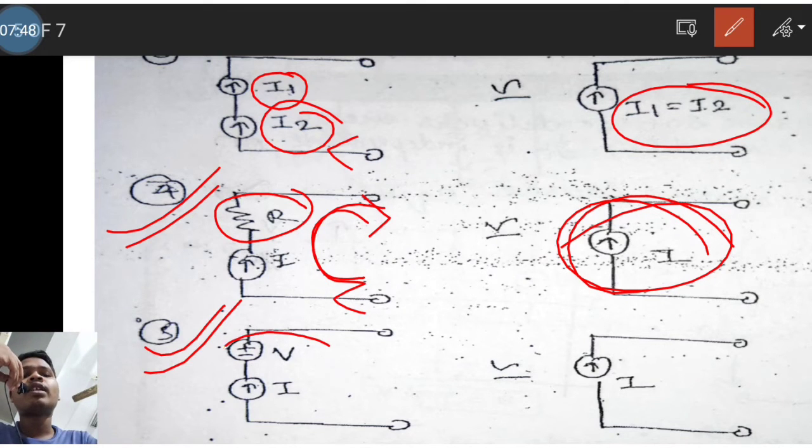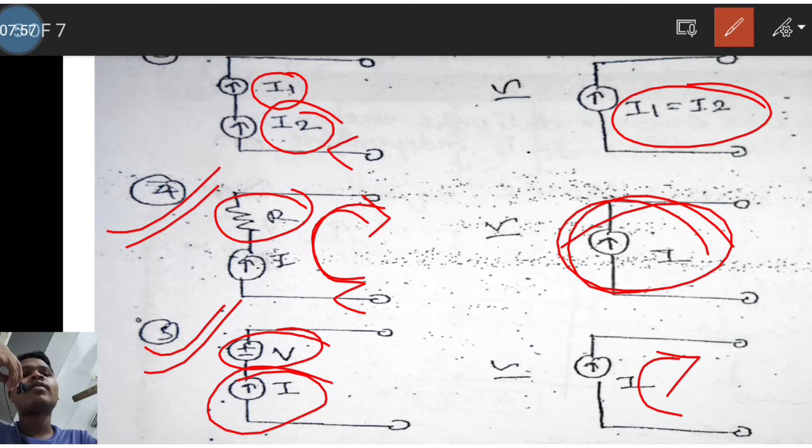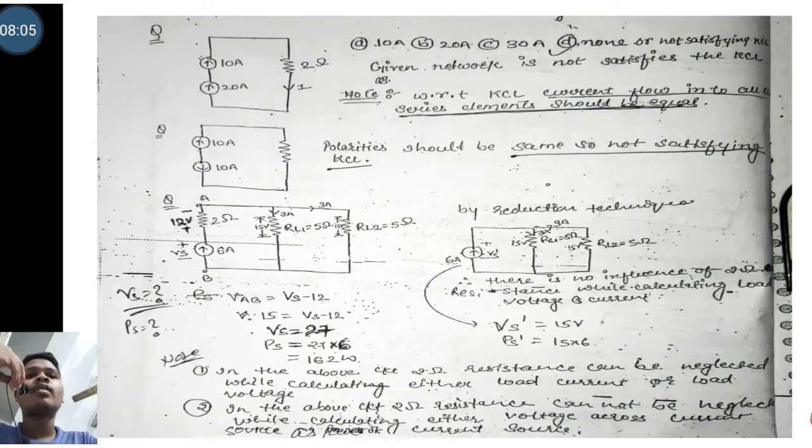Here a voltage source is given and another current source is given. So here also the voltage source will be neglected, or the same current will flow across this circuit. Like that, in this circuit the resistance will be neglected. Now come to this part.